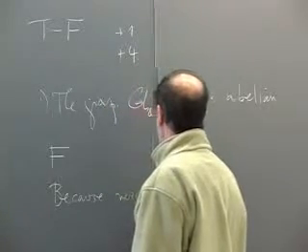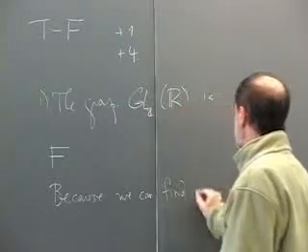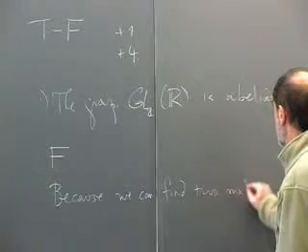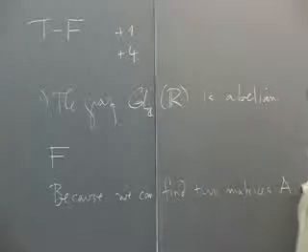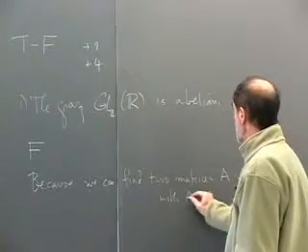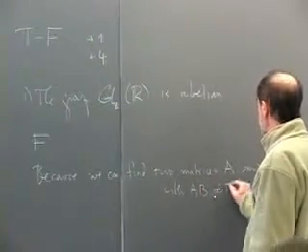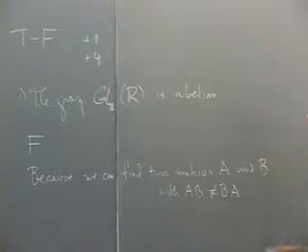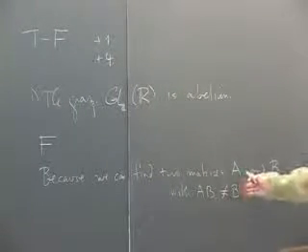we can find two matrices, A and B, with AB not equal to BA. That would be about half credit. That would be about +2.